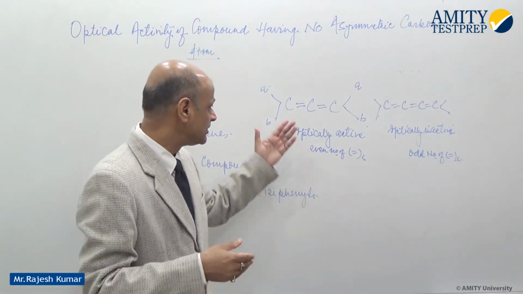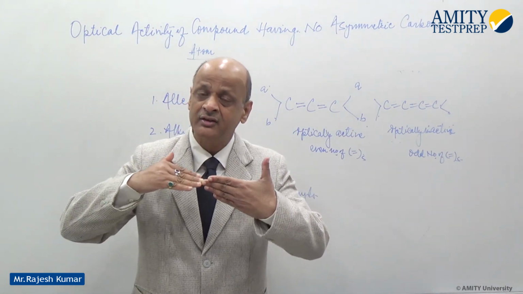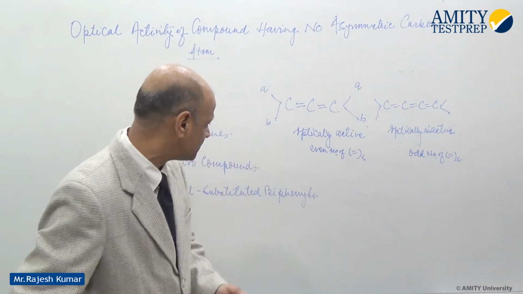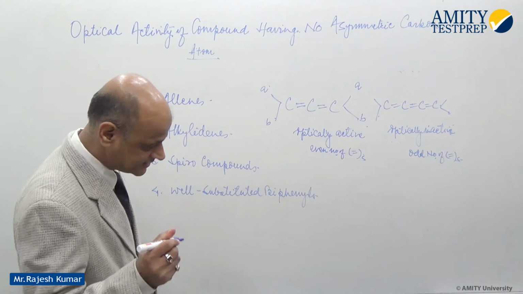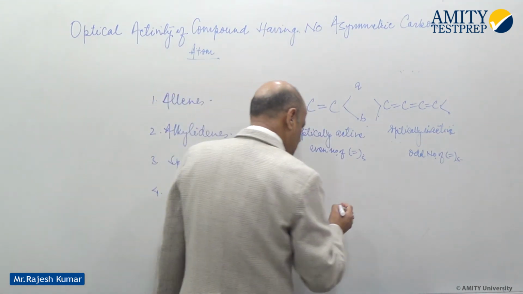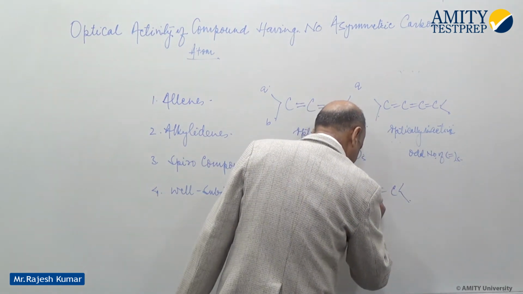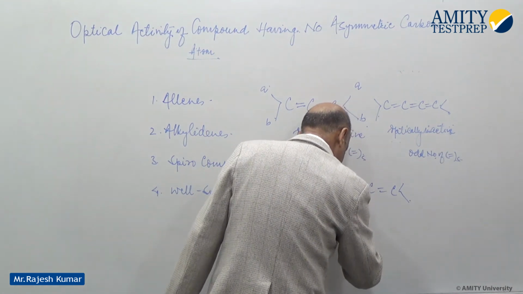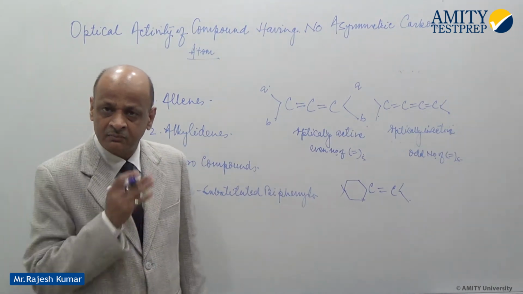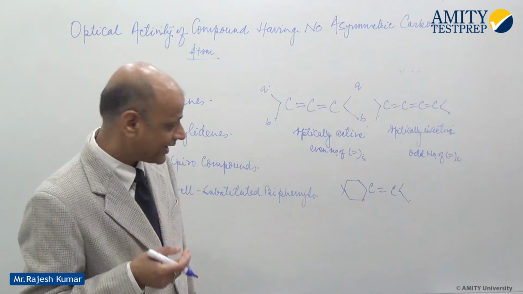In case of alkene, the whole molecule is not symmetric in this manner. In this way, the whole molecule becomes dissymmetric in nature. That's why it is also optically active. Similarly, in the case of alkylidenes, this is an alkylidene. Its molecule itself is dissymmetric in nature. That's why the molecule itself is optically active.